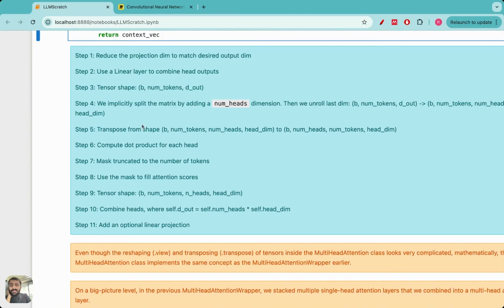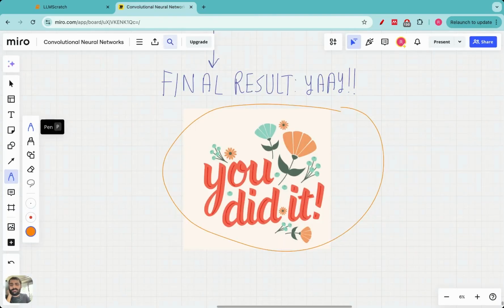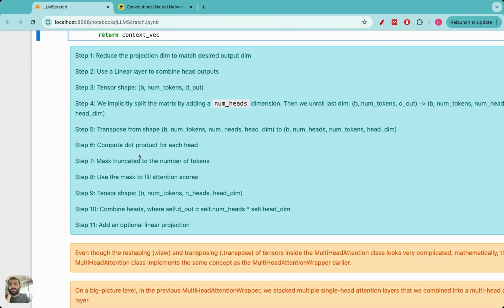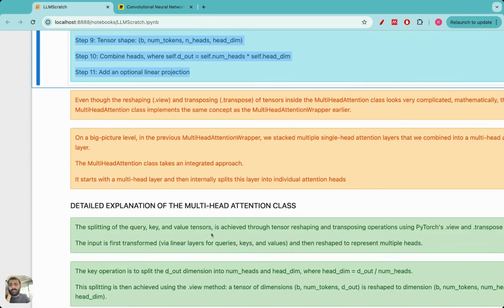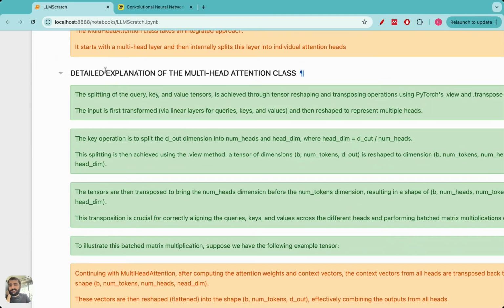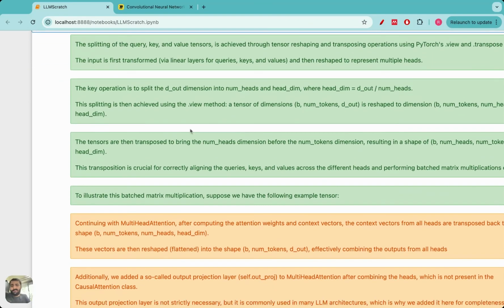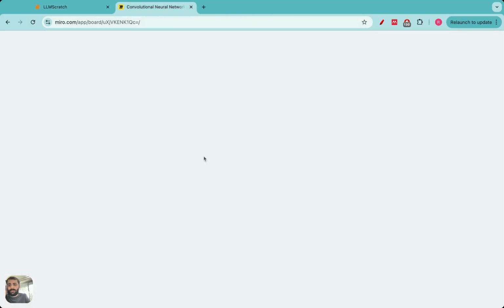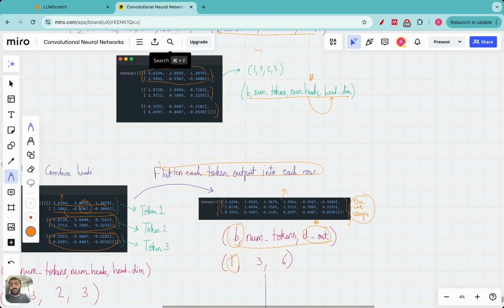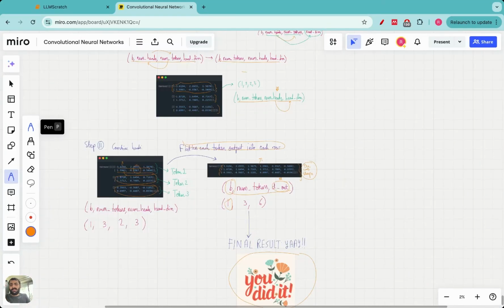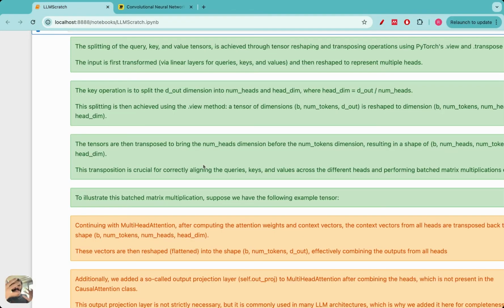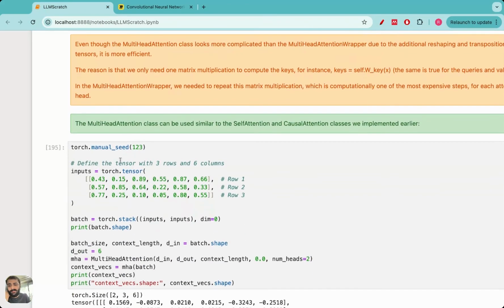Okay, so I'll share this notebook with you, and all the steps which I laid out in front of you on the whiteboard have been explained here as step 1 to step 11. I have also added a detailed explanation of the multi-head attention class. In today's lecture, I did not just want to read this, but I wanted to construct a practical example to show you how the dimensions actually work. It took me a long time to make this example, but I think it's worth it because it really helped me explain it, and I hope you understood it better.